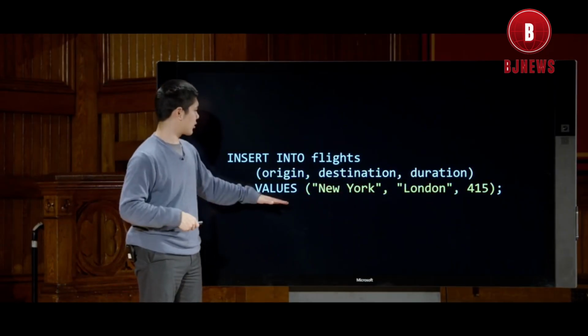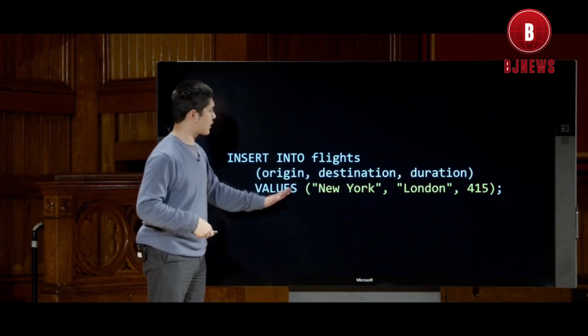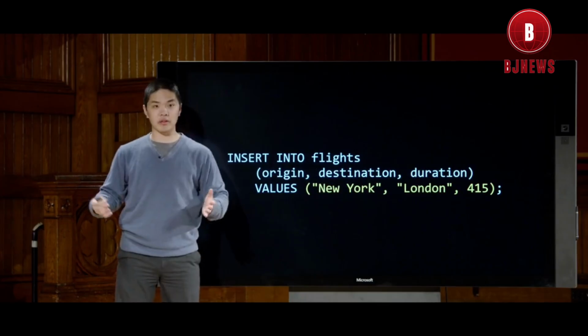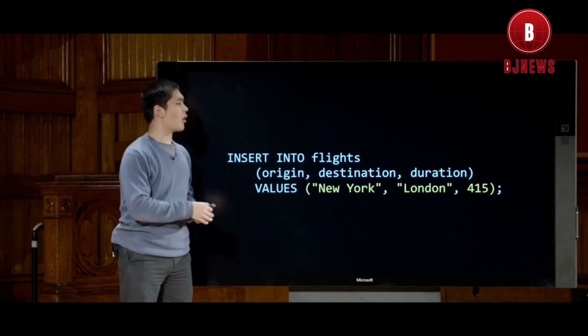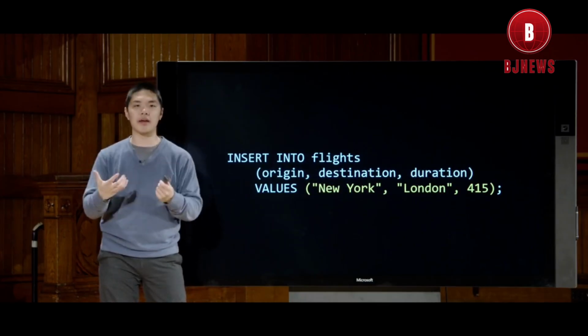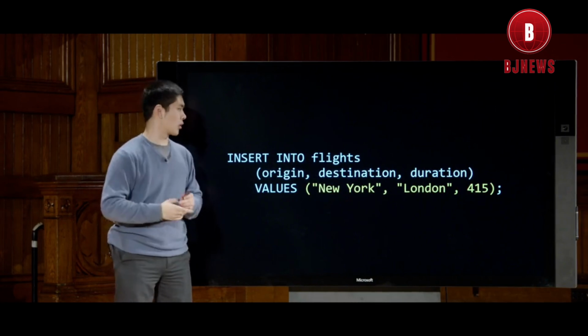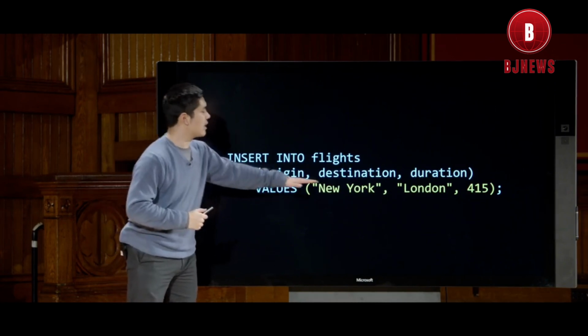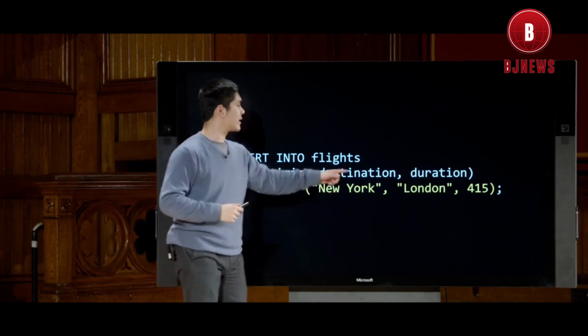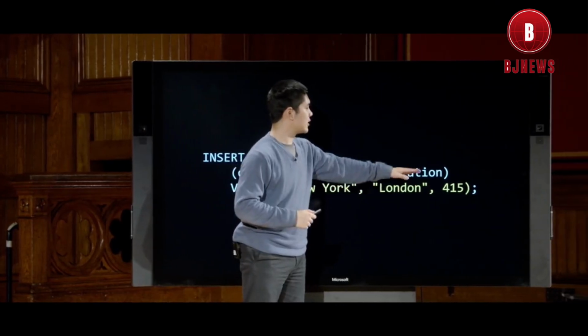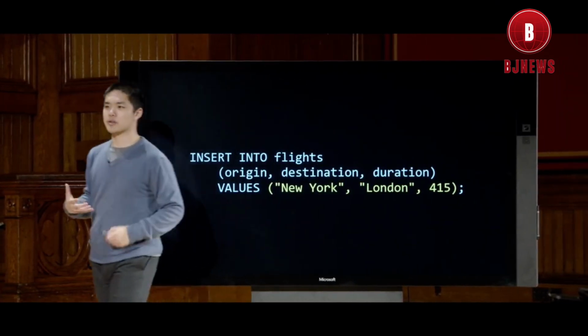And what values am I going to provide? Well, after the word values, I provide, again, in parentheses, a comma-separated list of all of the values that are to be associated with those columns in the same order. So origin was the first one here, so origin will correspond to New York. Destination will correspond to London. Duration will correspond to 415.